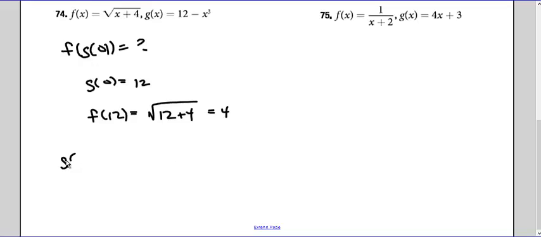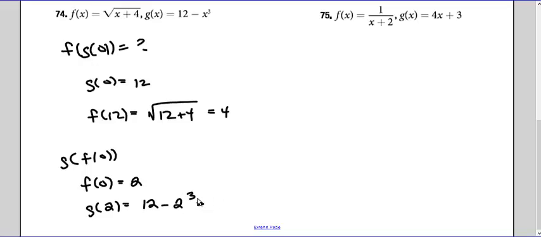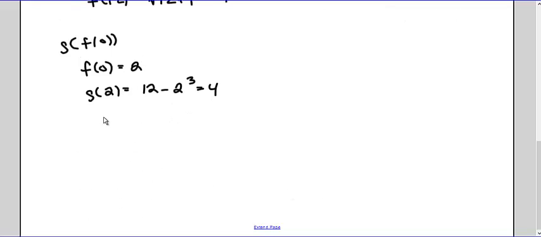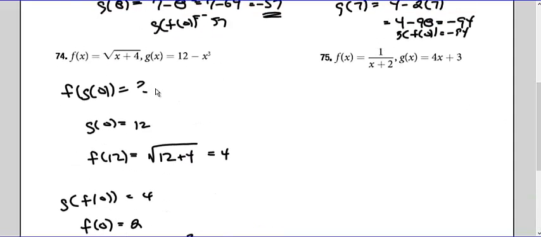And then we can do g of f of 0. So we do f of 0. So that's the square root of 0 plus 4. The square root of 4 is 2. Then we do g of 2, which is 12 minus 2 cubed. So that's 12 minus 8, which is 4. So g of f of 0 is 4. Up here, f of g of 0 is also 4. How about that? Just a coincidence.